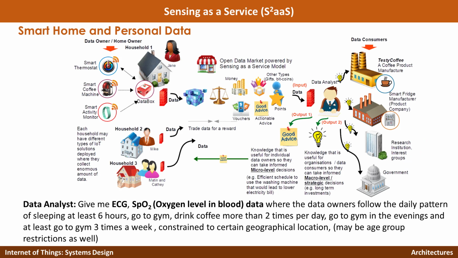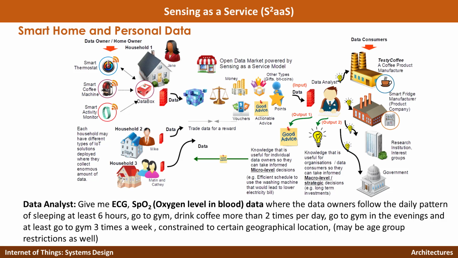This is a very high-level diagram of the sensing as a service model, or open data marketplace. You can imagine where the data owners and consumers meet and buy and sell their data. On the left-hand side, you have smart homes and personal data. They are the data owners. They have houses augmented with various kinds of IoT devices that collect data. These devices collect data not necessarily to sell the data.